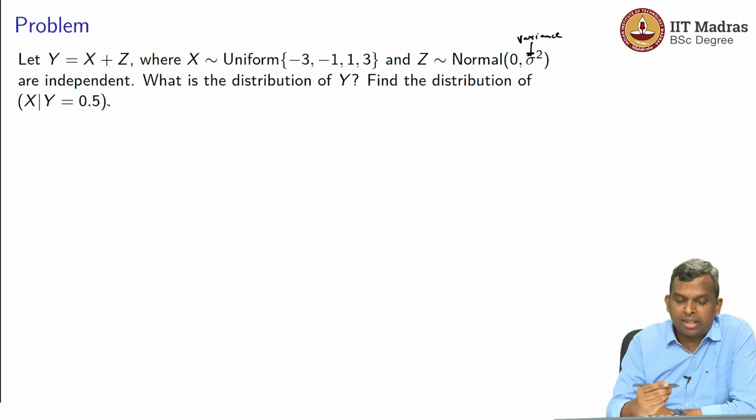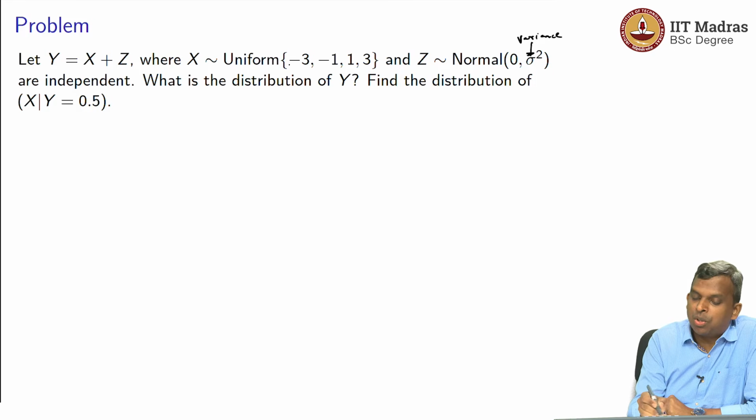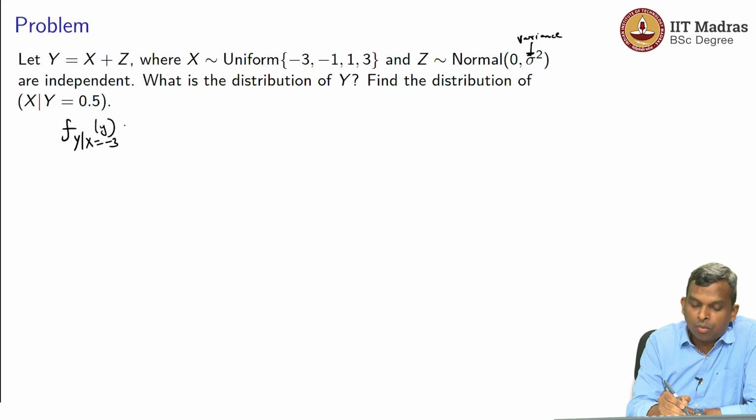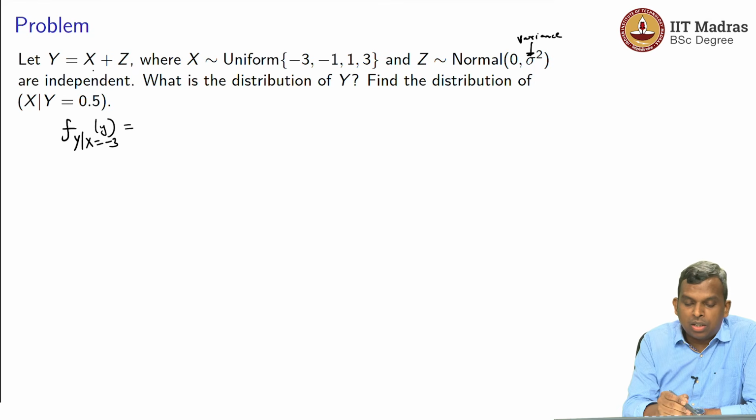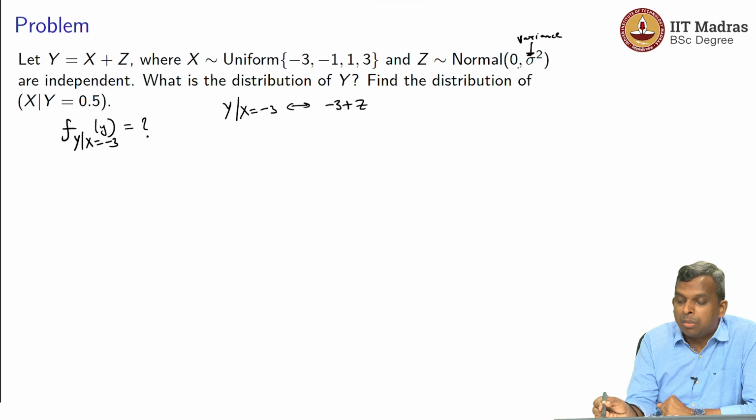So the X distribution is given to you. The trick is to find f_Y given X equals -3, for instance. What is going to be the density of Y given that X is -3? Remember, how do you do this? Y given X equals -3 is the same as -3 plus Z. Z is normal with mean 0 and variance sigma squared. What is -3 plus Z?